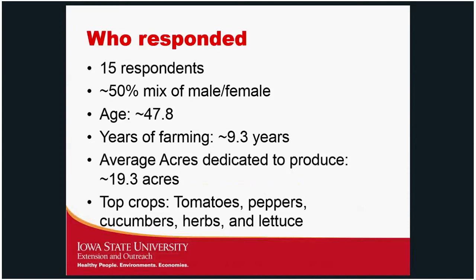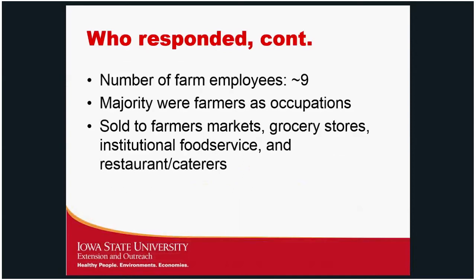The average age was about 48. The average years of farming was about 9 years. The average acreage of produce production was 19 acres. And the top crops produced for market were tomatoes, peppers, cucumbers, herbs, and lettuce. The average number of employees for this group was 9, and the majority of them had farmer as their major occupation. They were currently selling to farmers markets. Farmers market was by far number 1, followed by grocery stores, institutional food service, as well as restaurants and caterers.